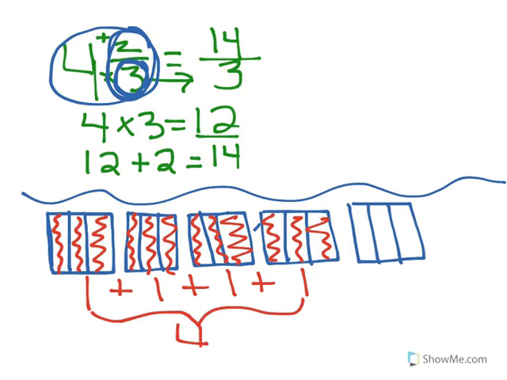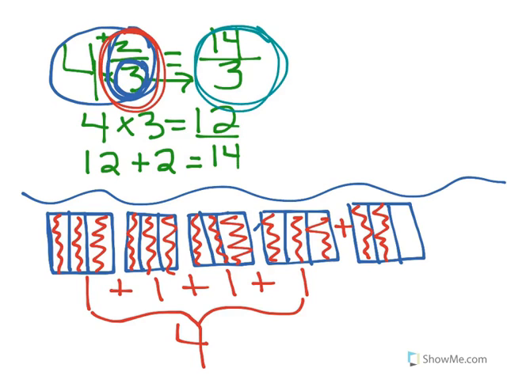This is 4 wholes plus this 2/3. So we have 4 2/3. Now check this out. Do you remember? This is the same as 14/3. So let's just see if this works.